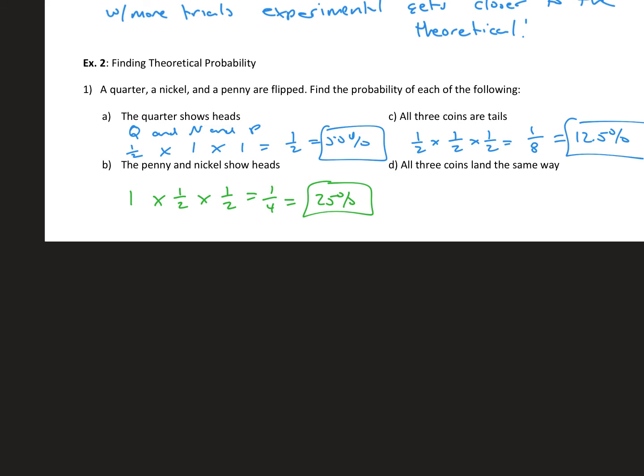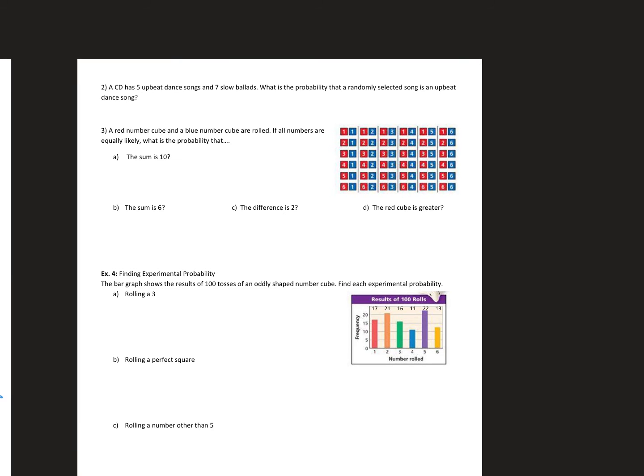So now all 3 coins land the same way. Either all heads or all tails. So or, remember, or here means add. So 1 out of 8 or 1 out of 8. If I look above, all three are tails, that's a 1/8 chance. All three are heads is the same thing. So that's going to be 2/8, which is 1/4, which is 25%. So kind of looking at a few things on probability. All right, let's come over here.